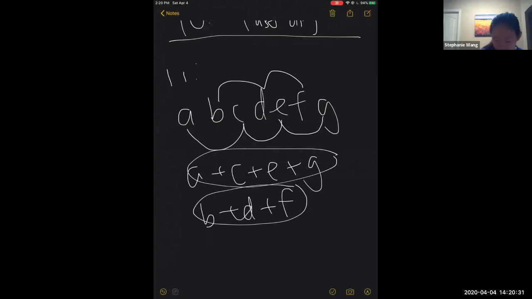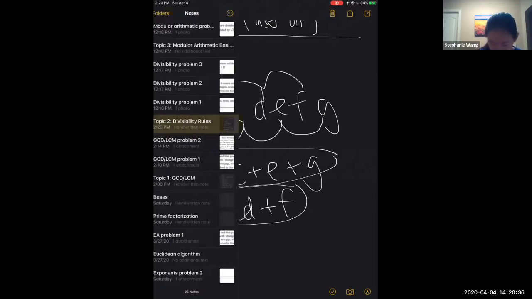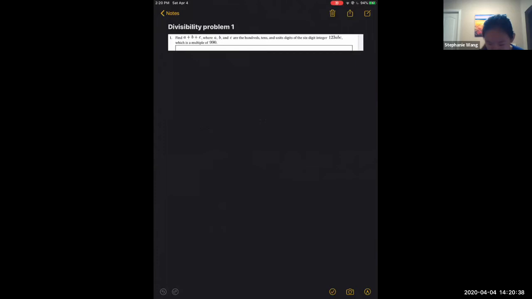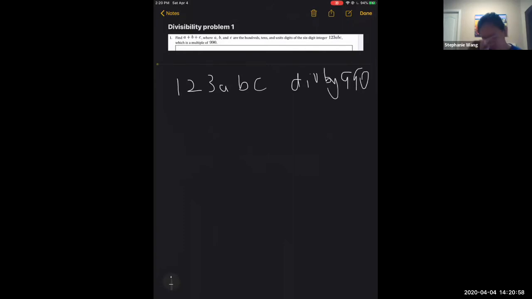All right, so now we can go in and start working on some problems. Okay, so go ahead and read that problem. All right, so it's basically saying that there's a number 123ABC, and it's divisible by 990. So let's go ahead and factor 990 into simpler numbers that we know the divisibility rules for.